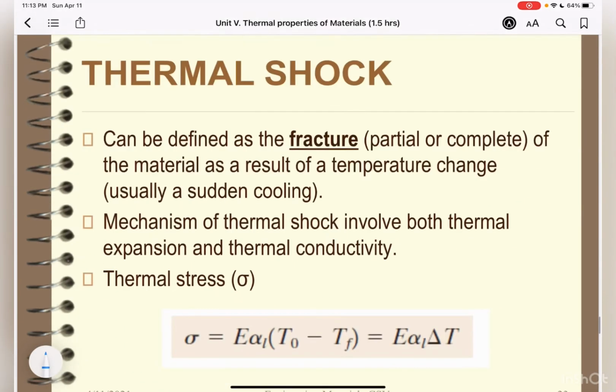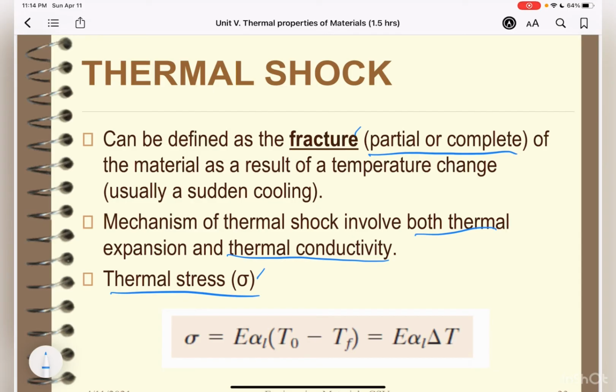Again. Okay, let's define one last thing: thermal shock. It can be defined as a fracture, partial or complete, of the material as a result of a temperature change, usually sudden cooling. This mechanism of thermal shock involves both thermal expansion and thermal conductivity. Okay, so thermal stresses, we define what thermal stress is. Thermal stresses which are introduced in a body as a consequence of thermal changes may lead to fracture, which we term thermal shock.